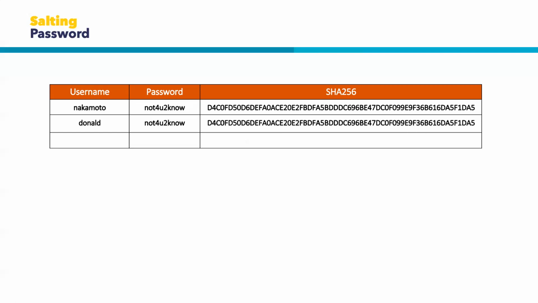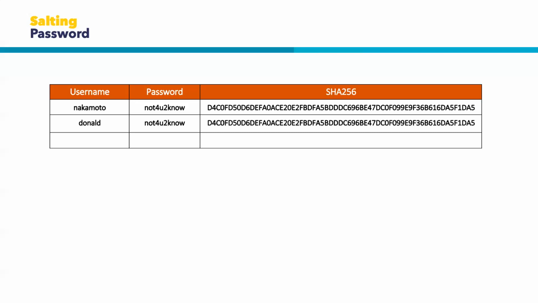Although it's not visible what the real password is, it gives the attacker an idea that Nakamoto and Donald have the same password because they have the same hash. So it's very clear. It gives you a clue already that this is actually a security flaw, because it gives the attacker the idea that both users use the same password because they have the same hash.